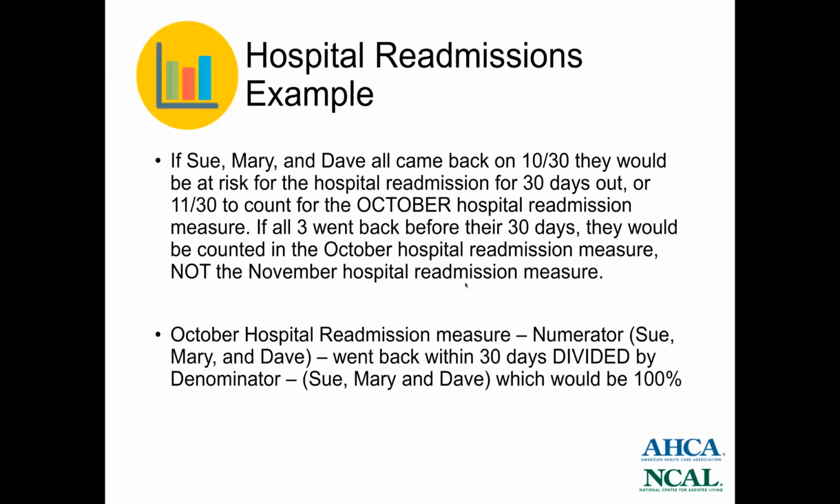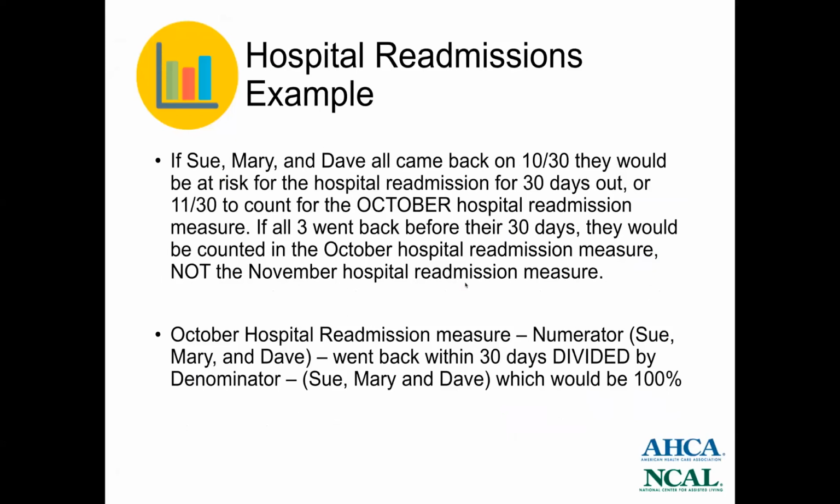Another readmissions example is if Sue, Mary, and Dave all came back on 10/30, they would be at risk for the hospital readmission for 30 days out, or 11/30, November 30th. To count for the October hospital readmission measure, if all 3 went back before their 30 days, they would be counted in the October hospital readmission measure, not the November hospital readmission measure. Even though they went back in November, it was within their 30 days. So your October hospital readmission measure, your numerator is Sue, Mary, and Dave, 3, went back within 30 days divided by your denominator, Sue, Mary, and Dave, which would be 100%.